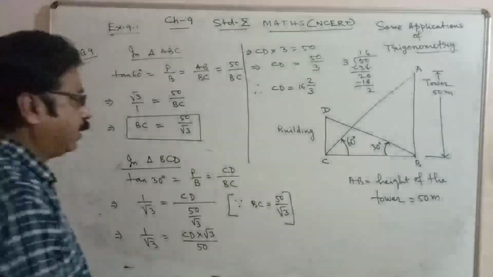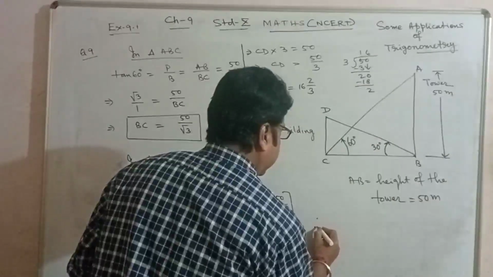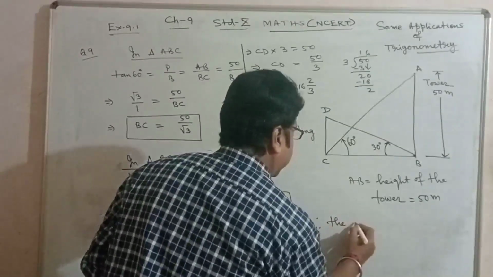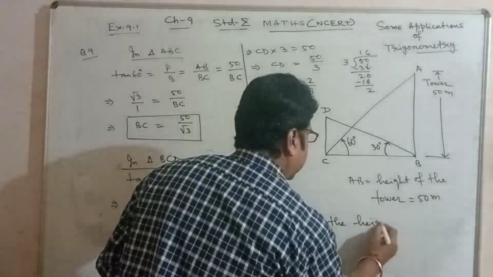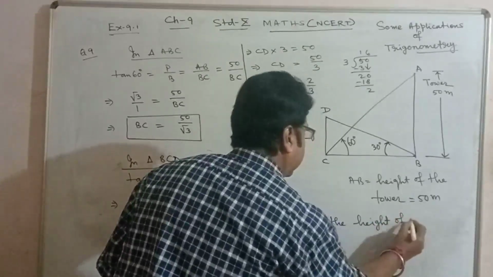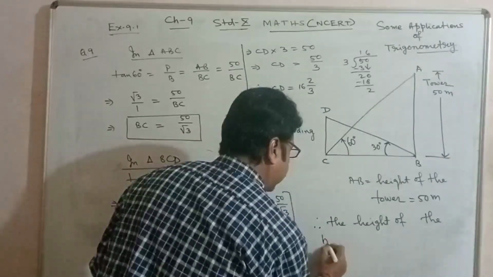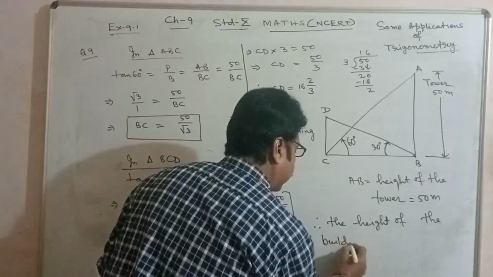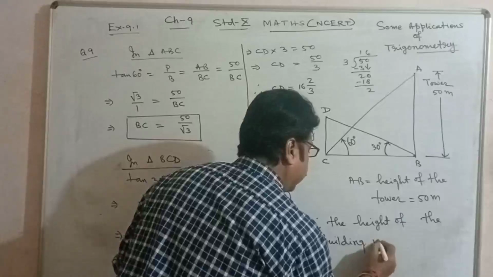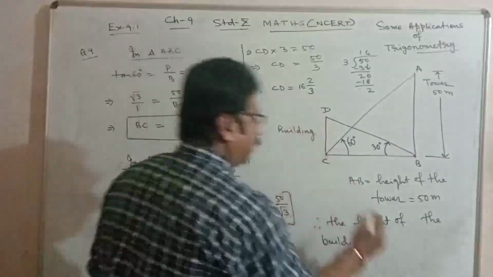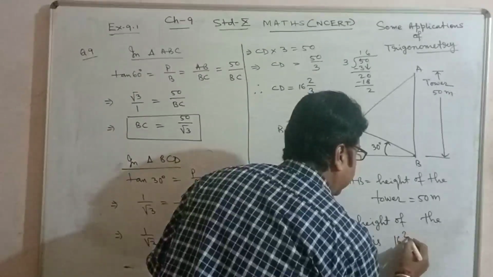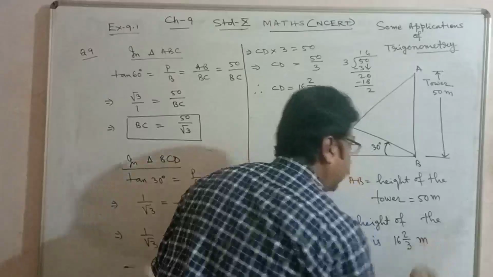Finally, we can write the answer. Therefore, the height of the building is 16 2 upon 3 meter.